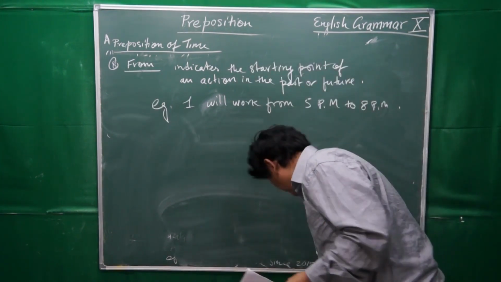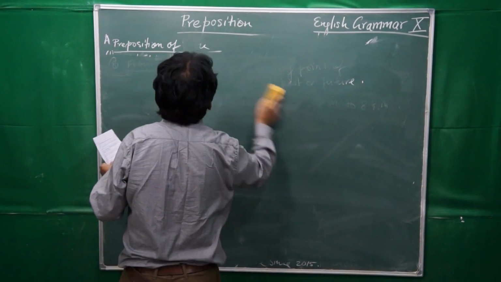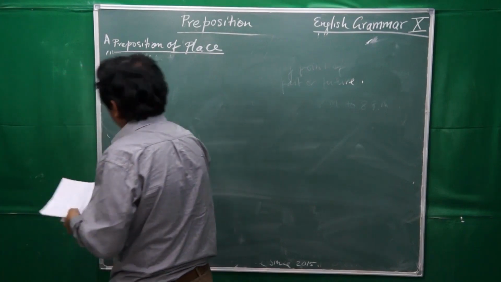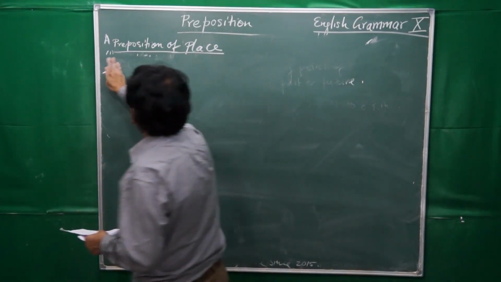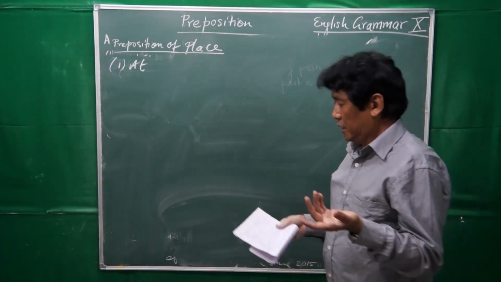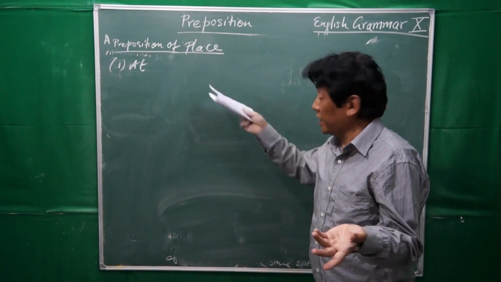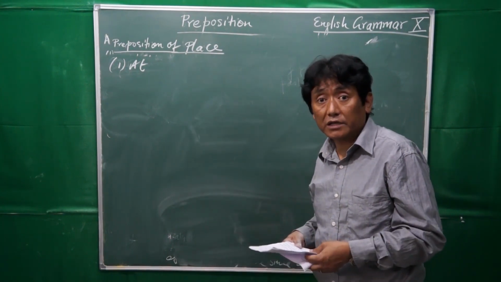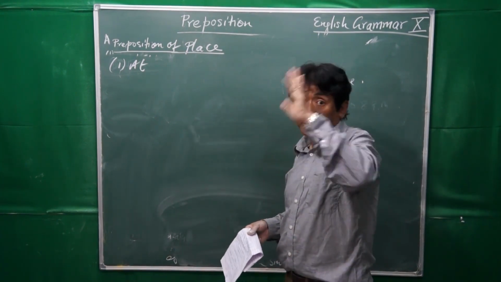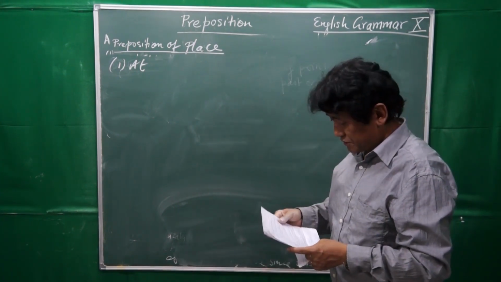Now we will move on to the preposition of place. In preposition of place also we have at. Now you may be asking, we have already used at, in, and on in preposition of time, and we are using them again in preposition of place. Of course, we can use that. Over here, it conveys a different meaning, and in time, it conveys a completely different meaning. So we have to use at here also in preposition of place.